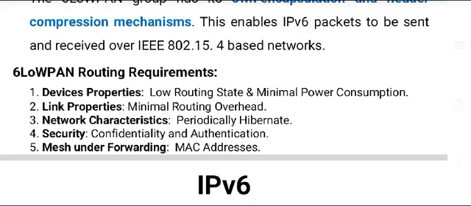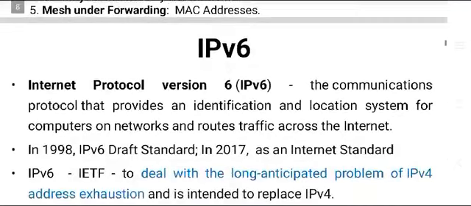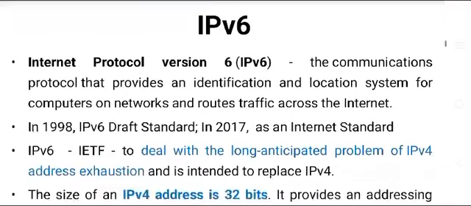Some of the requirements for 6LoWPAN are device properties, link properties, network characteristics, security, and mesh under forwarding. The device properties consist of low routing state and minimal power consumption. Link properties involve minimal routing overhead, and network characteristics, which may periodically hibernate. And security ensures the confidentiality and authentication of the data that is to be shared. And last is mesh under forwarding, which uses the MAC address.